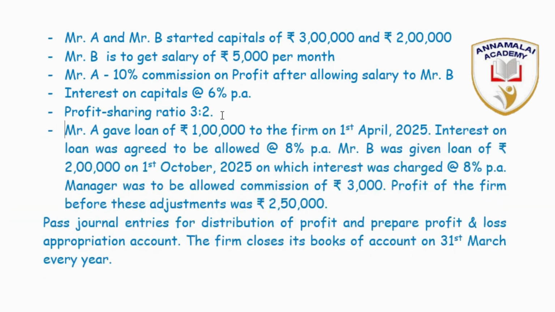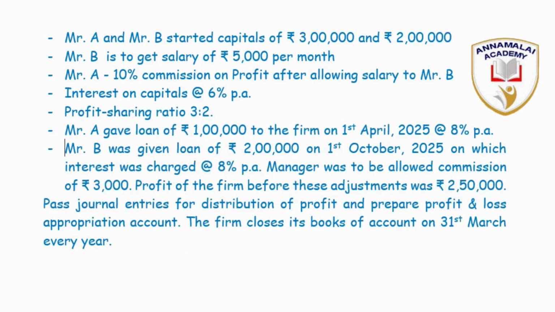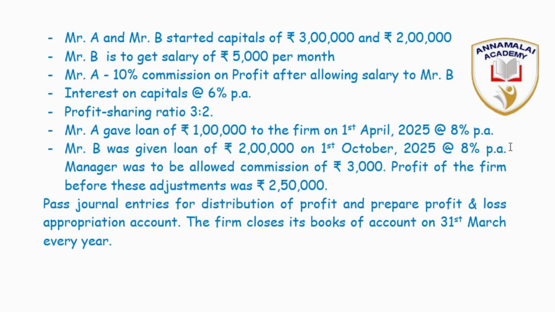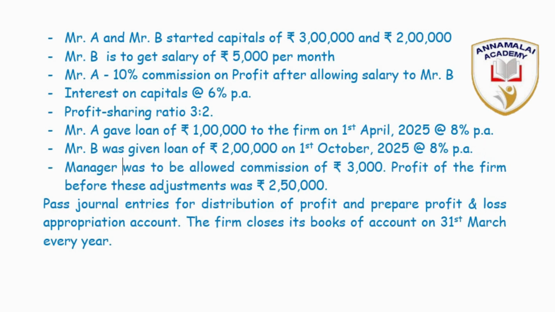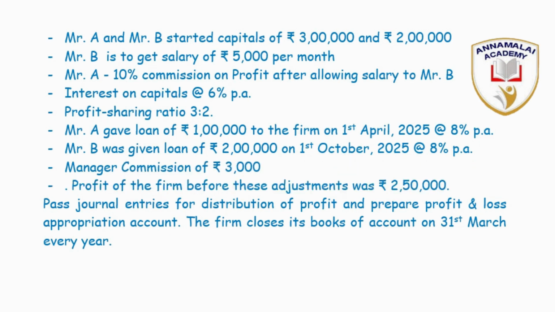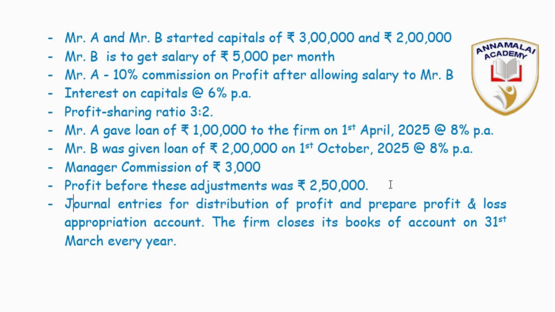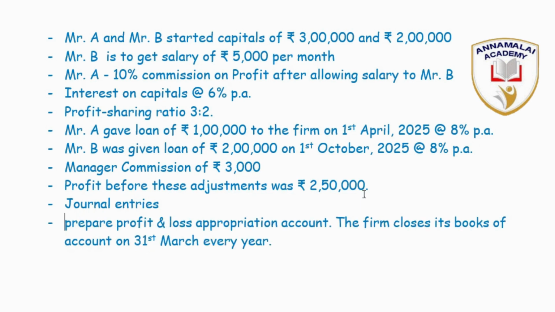And one partner, Mr. A, gave a loan to the firm at an interest of 8% per annum. And for the other person, Mr. B, he was given a loan by the firm, again at 8% interest. The manager was allowed a commission of rupees 3,000, and the profit before all these adjustments was rupees 2,50,000. We are asked to pass necessary journal entries and prepare the profit or loss appropriation account.